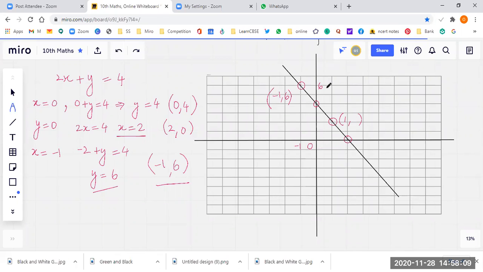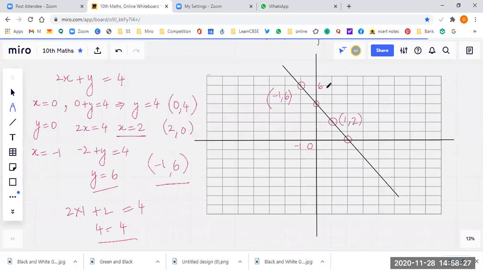So students, this point is (1, 2). Let me see whether it satisfies. 2 into x is 1 and y is 2. Oh, beautiful. Is it equal to 4? Yes, 4 is equal to 4. So my understanding has got better.